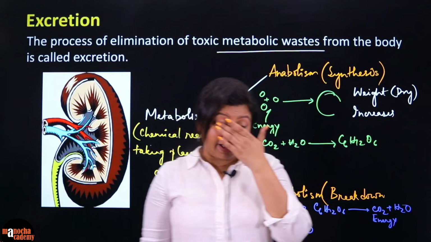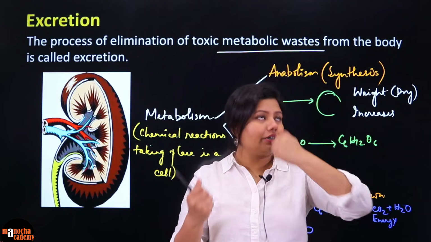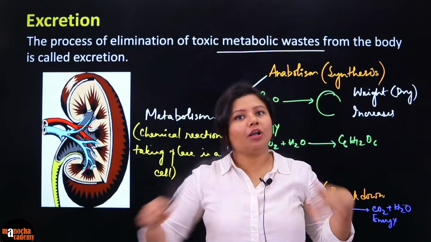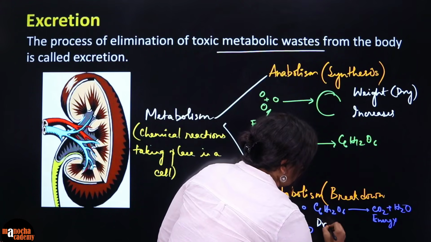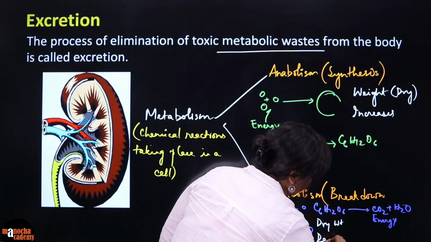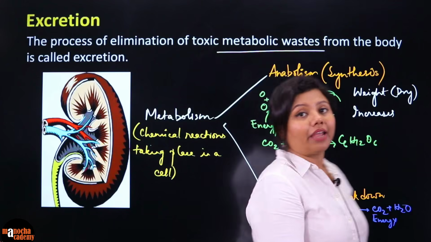On the other hand, if I have carbohydrate in my body and I break it down into water and carbon dioxide, release the carbon dioxide, release the water, obviously my body weight will decrease. So in case of catabolism, dry weight decreases. Now the question is, what is dry weight? Some of you are asking, what is dry weight?